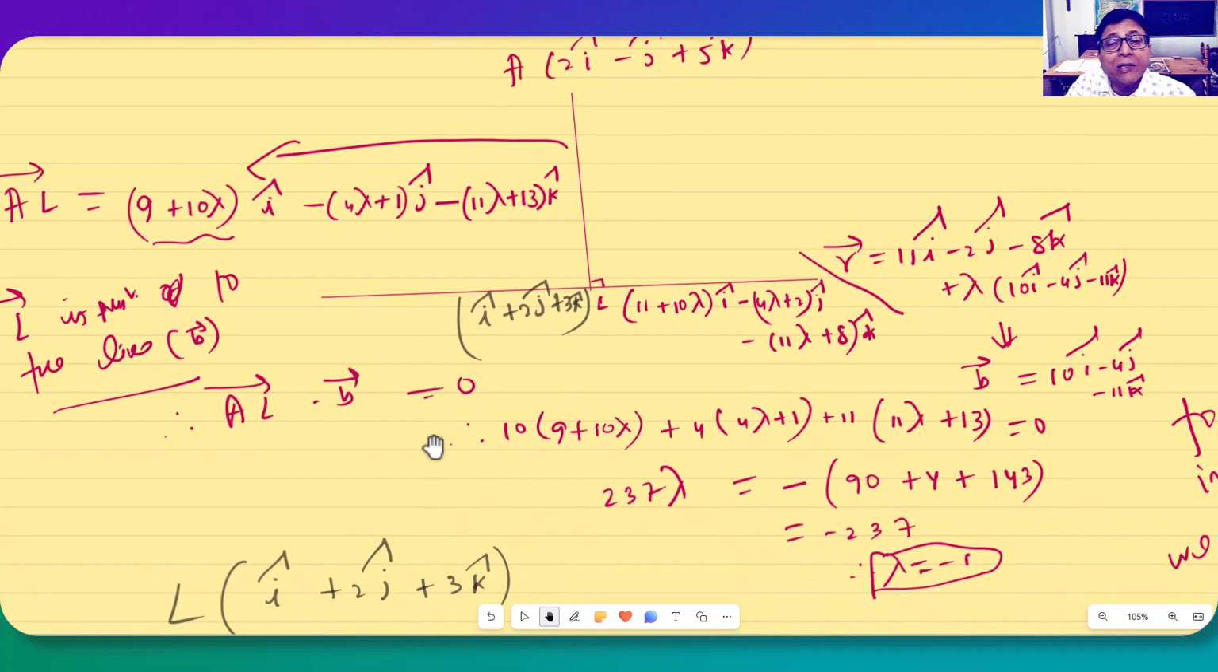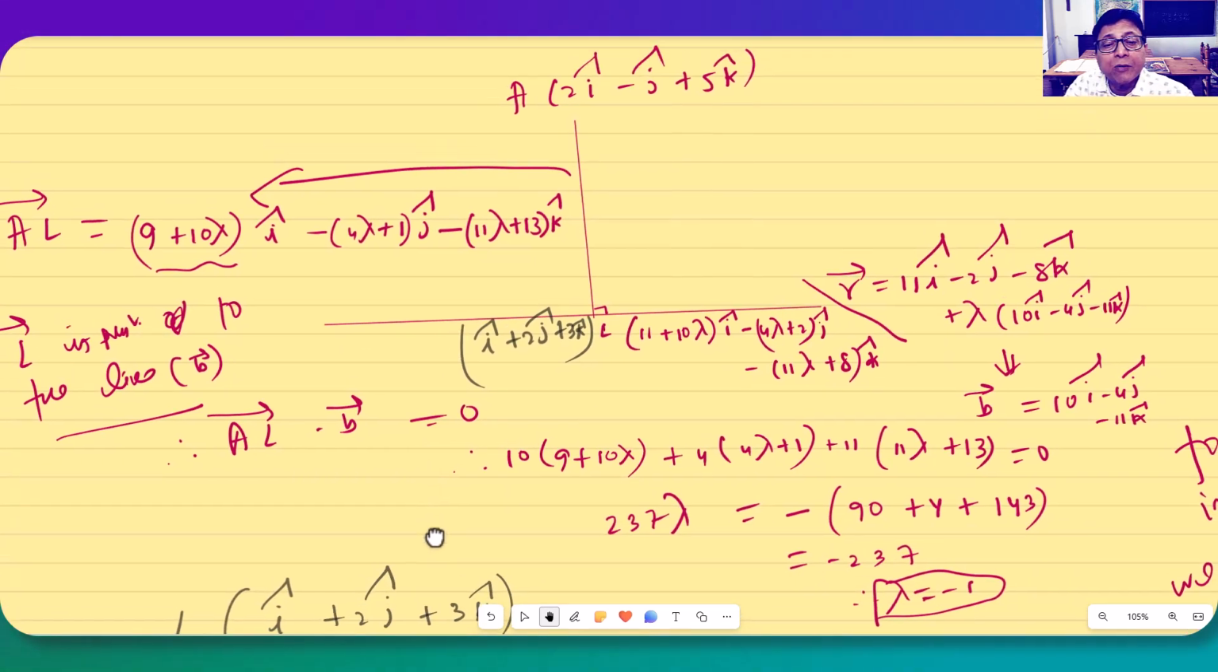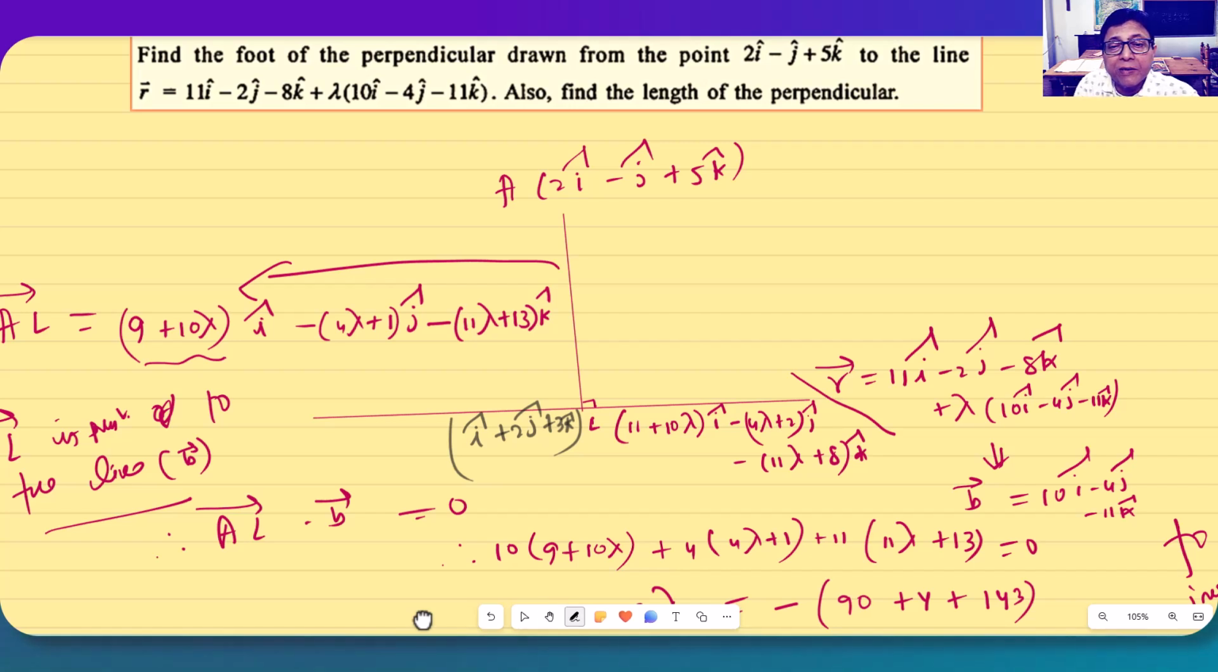Now mod L you find, then the perpendicular distance can be found. I find it here. Mod L is going to be, you can use the distance formula, you can use the modulus of the L vector, that is i minus 3j plus 2k.